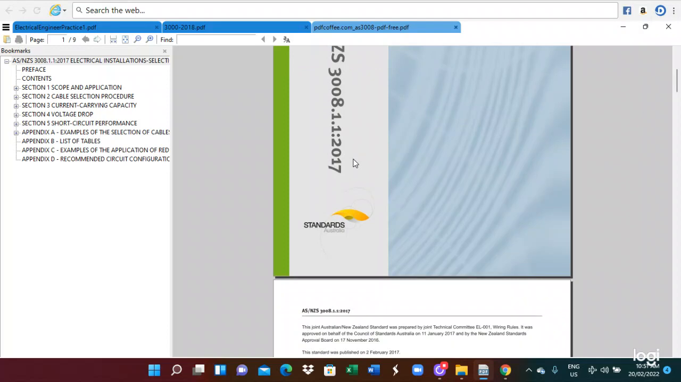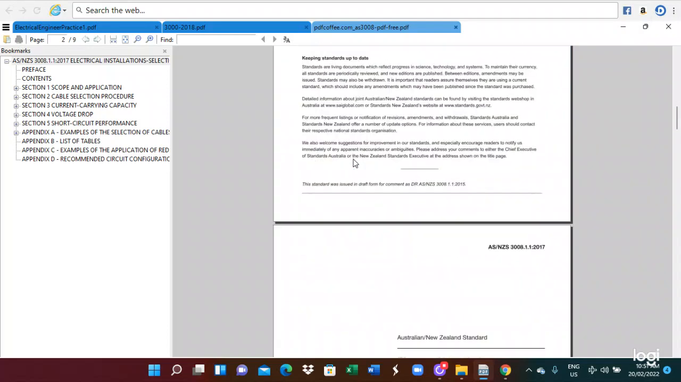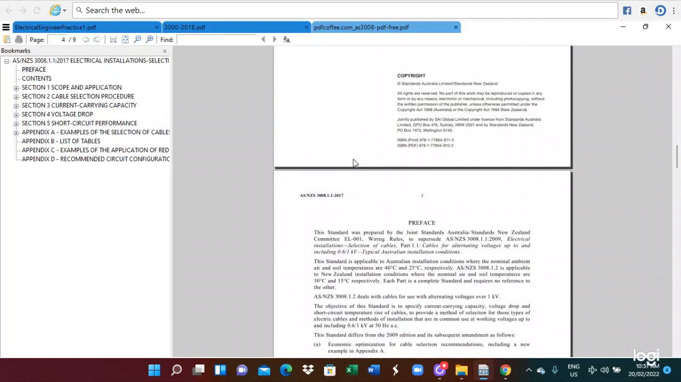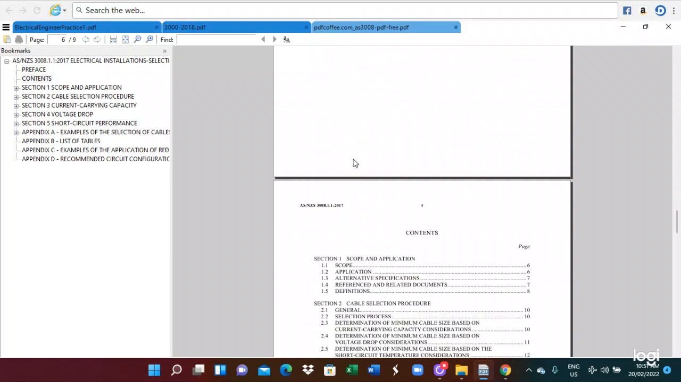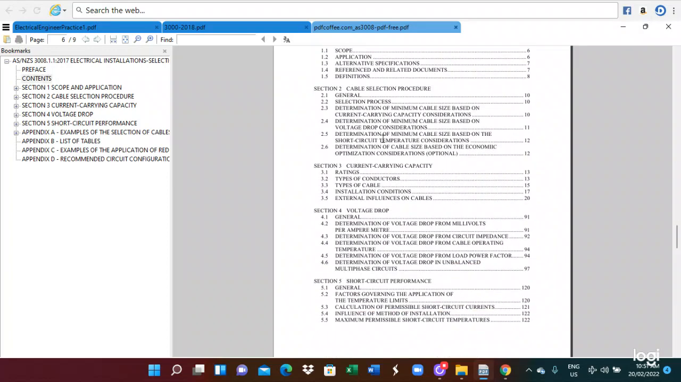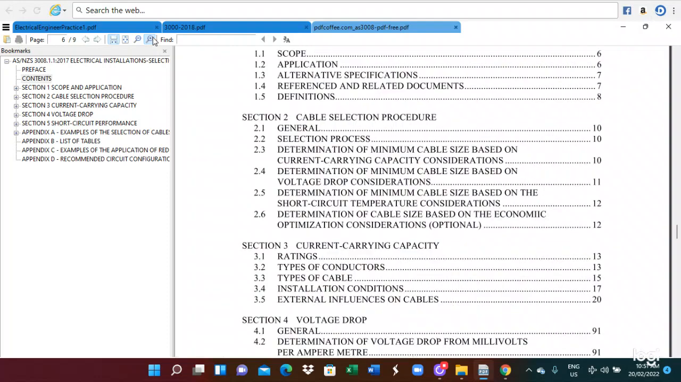So this is for the EL0038, the electrical installation cable. So those things have to be calculated. This EL0038 has to be utilized to calculate your cable size.